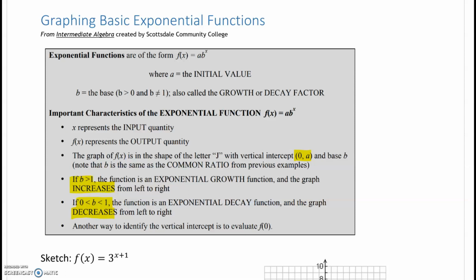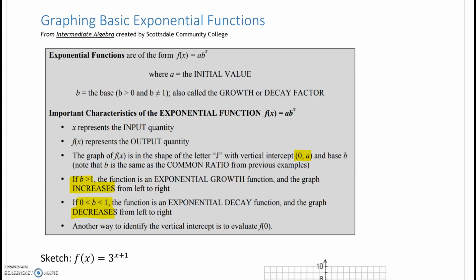Hi, welcome to a video on graphing basic exponential functions. Today we're going to graph two exponential functions, one with a base greater than 1 and one with a base less than 1. But first, here's a quick review of some of the properties of exponential functions.